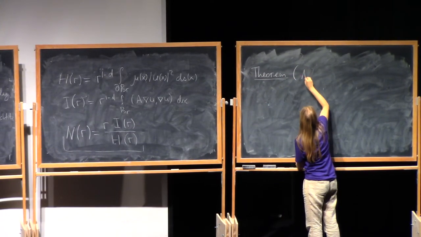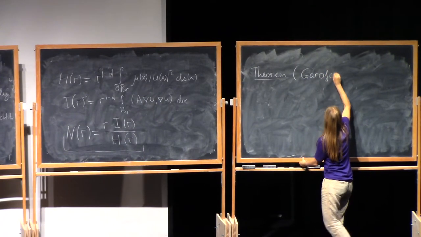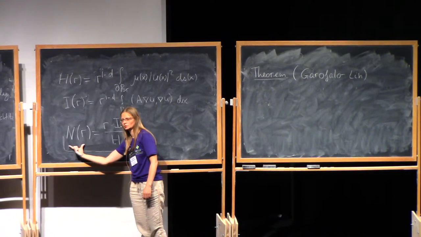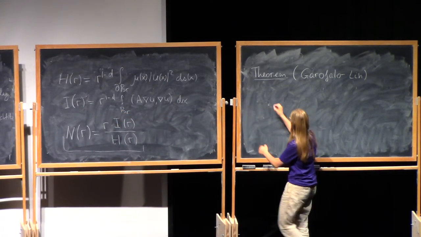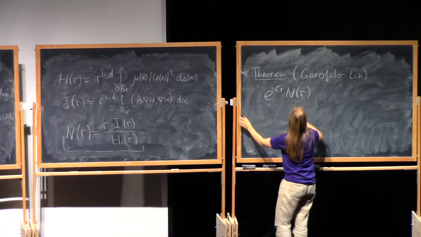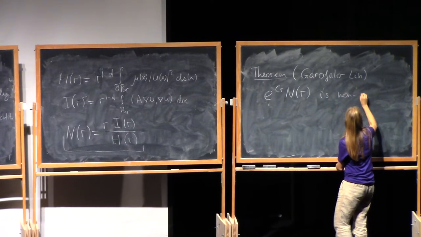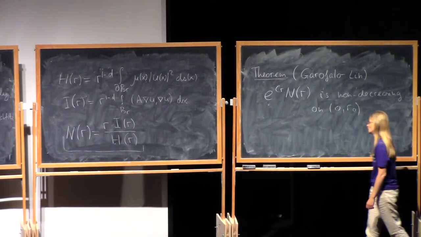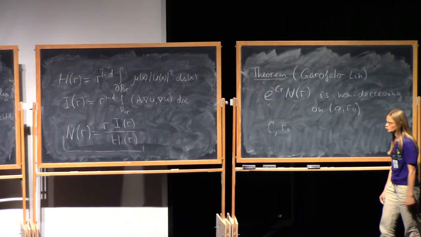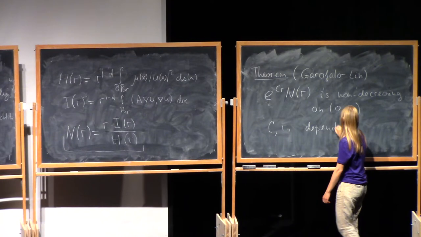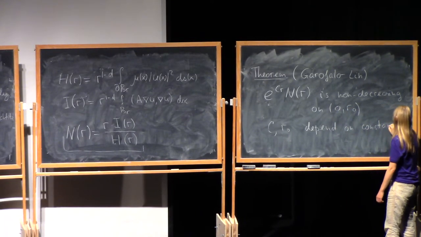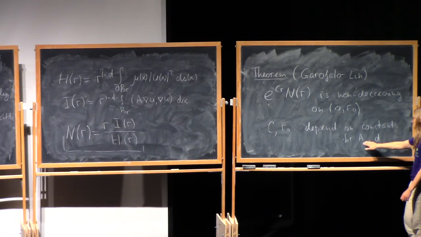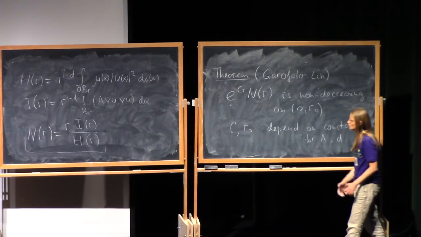And I assume that due to Nicola Garofalo and Lin, this function is already as good as it was before. If you just do a small correction and multiply it by something like that, this is non-decreasing on some interval from 0 to R_0. So I have two constants, C and R_0. They depend on the constants for the operator and the dimension of the space. By the constants, I mean the ellipticity constant and the Lipschitz constant here.